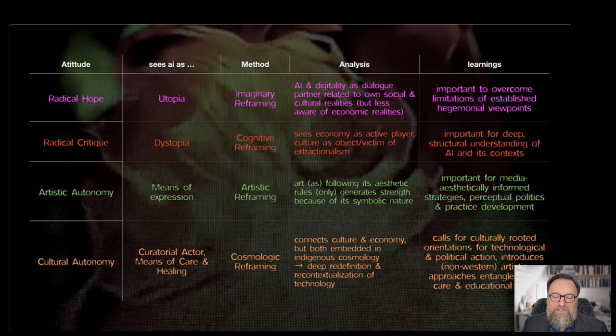It's important for media aesthetic informed strategies, as we saw. Perceptual politics: how do we perceive the world and how does AI change this? And practice development also. And finally, the cultural autonomy calls for culturally rooted orientations for technological and political action. It introduces non-Western artistic approaches entangled with care and educational work. And I think this is showing, and also the conference schedule shows a lot of these directions where it's going.